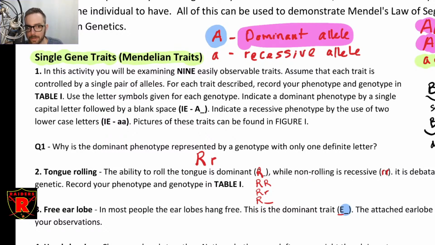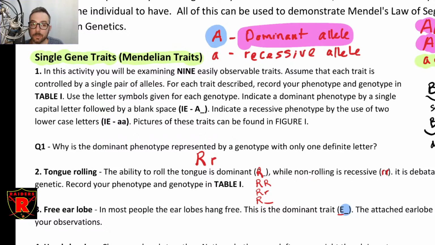A great example, by the way, of something that is not controlled by a single gene is hair color. So hair color is actually not controlled by one single gene. So there's no brown allele or blonde allele. There's a whole bunch of different genes that contribute to hair color. And actually the same is true for eye color. It's not just one gene.